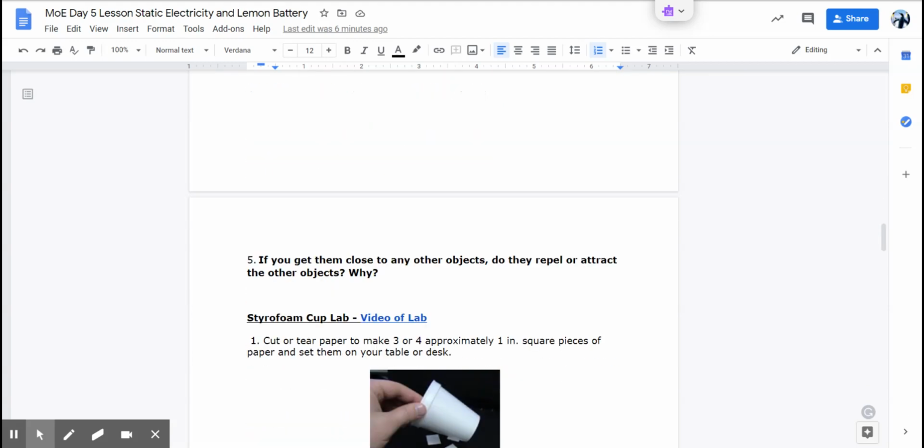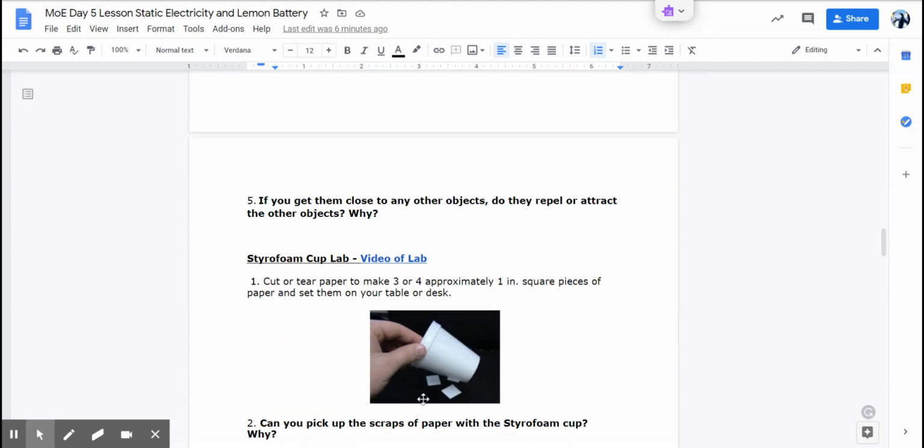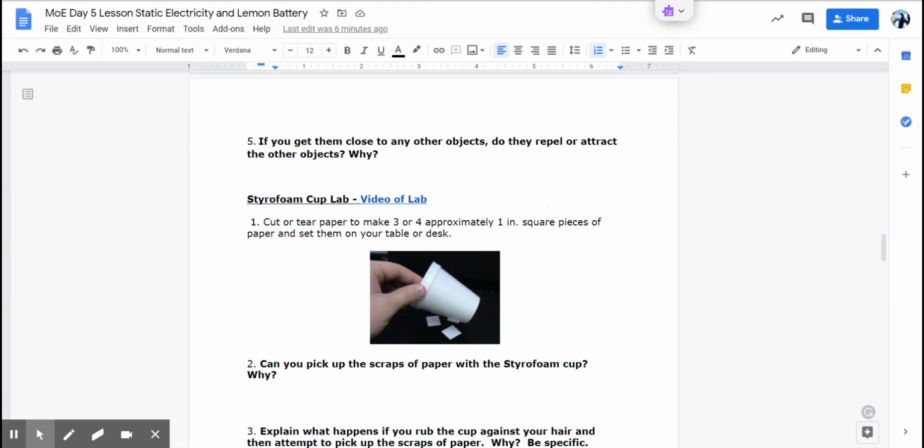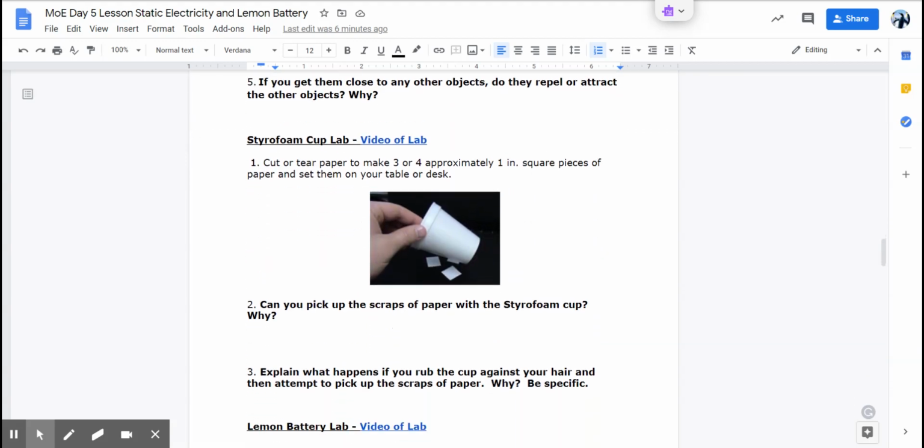Next one, there's a styrofoam cup lab where you're going to take a styrofoam cup. You are going to try to pick up some paper, okay? You guys might already be thinking you kind of know how to do that, and this does not involve you moving the paper to the end of the table and sliding it into the cup or using your other hand and picking it up. There's got to be another way. So again, if you don't have the materials, you're going to click on the video and watch the lab. Even if you have the materials, you may want to click on the video and just watch it through once and then try it yourself, okay?